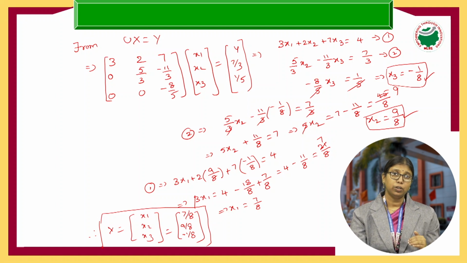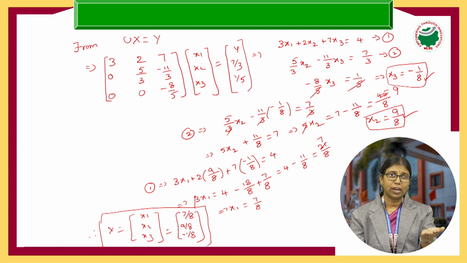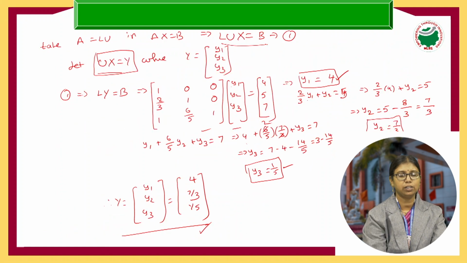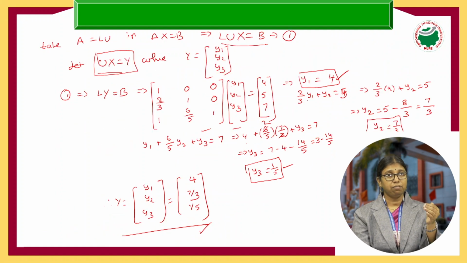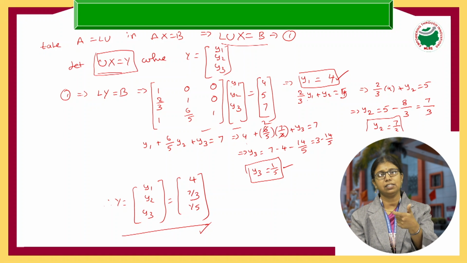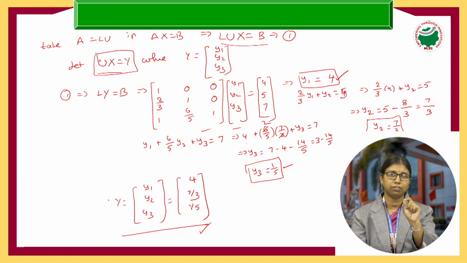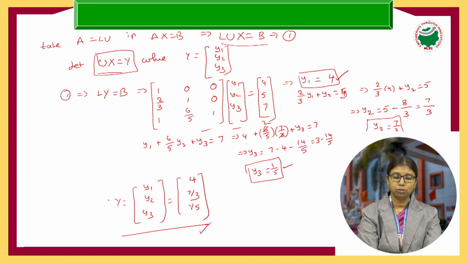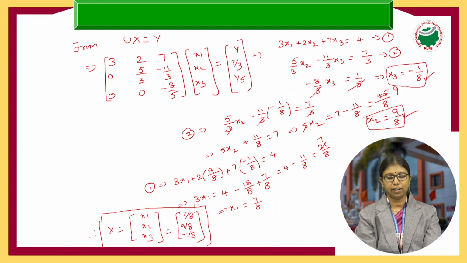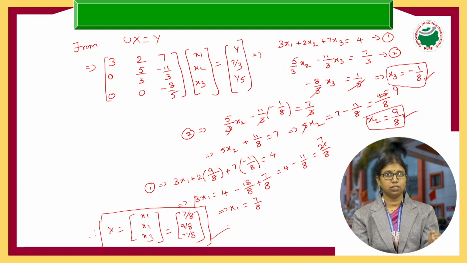Now in step 2, you take Ux is equal to Y in LUx equal to B. Then on simplifying that, you will get LY equal to B. On simplifying that LY equal to B matrix representation, you will get the set of values for the vector capital Y. Now use Ux equal to Y in step 3. On simplifying that, you will get the final answer for X. So this is the procedure for the LU decomposition method.